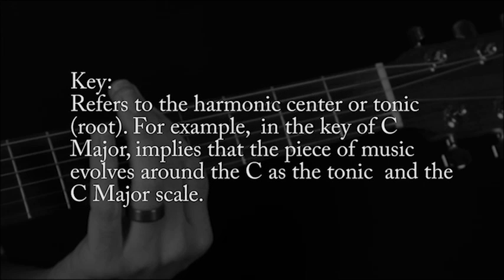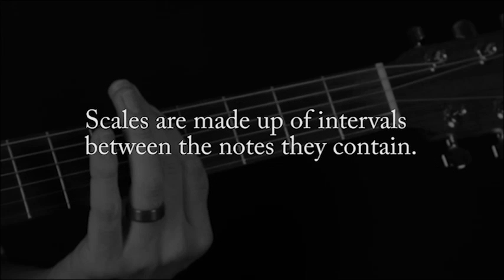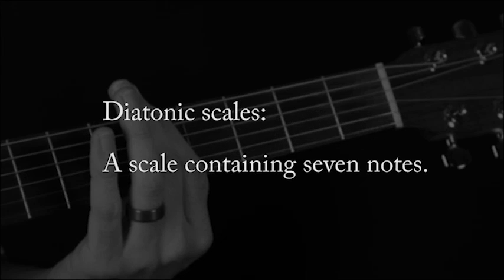Key, broadly speaking, refers to the harmonic center or tonic, also referred to as a root. A key of, for example, C major implies that the piece revolves around C as the root in the C major scale. Scales are made up of intervals between the notes they contain. Today we're going to be learning about diatonic scales, which contain 7 notes.